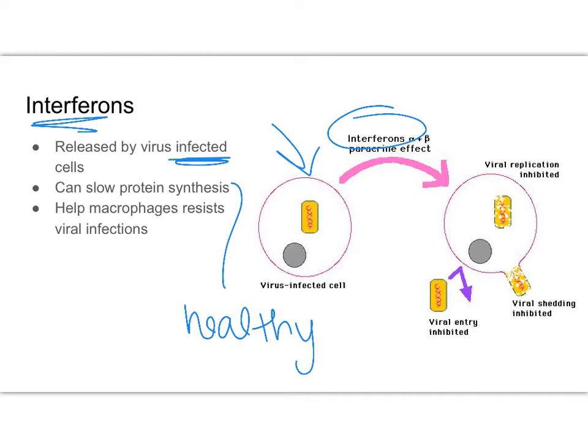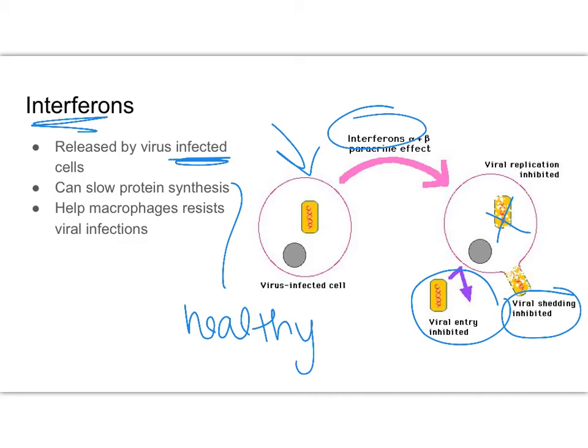And so these interferons will help slow down protein synthesis, and so that will help slow viral reproduction. Okay, you can see that happening over here on the right. The interferon is preventing the virus from entering. It's trying to prevent the virus from leaving if it got in there, and it's slowing the protein synthesis down inside of the cell as well.